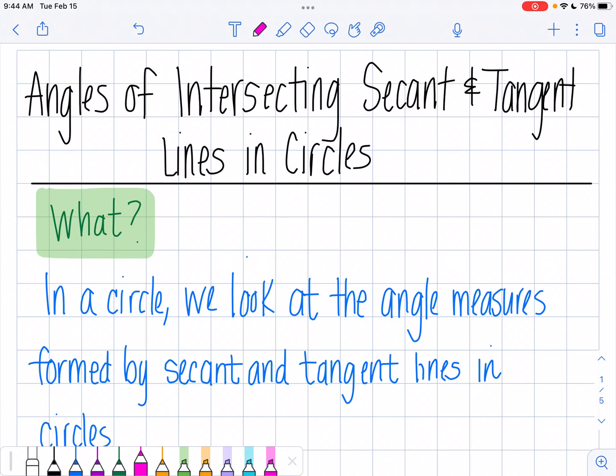Hi there, in this video we're going to learn about how to find angles when you have intersecting secant and tangent lines in circles. So what does this even mean? In a circle we're going to look at the angle measures. There are two types: an inside angle measure or an outside angle measure formed by a secant and a tangent line, or a combination of the two in circles.